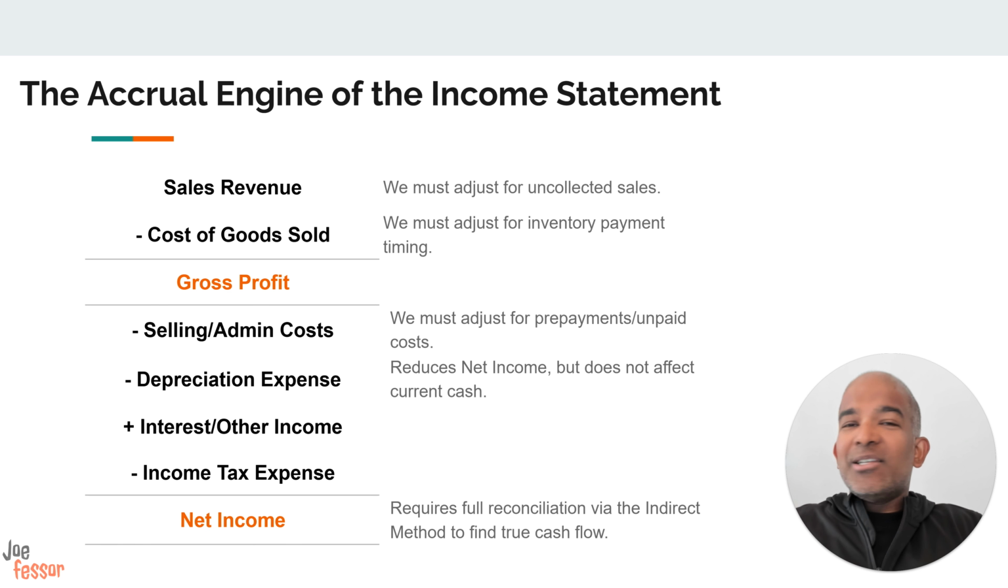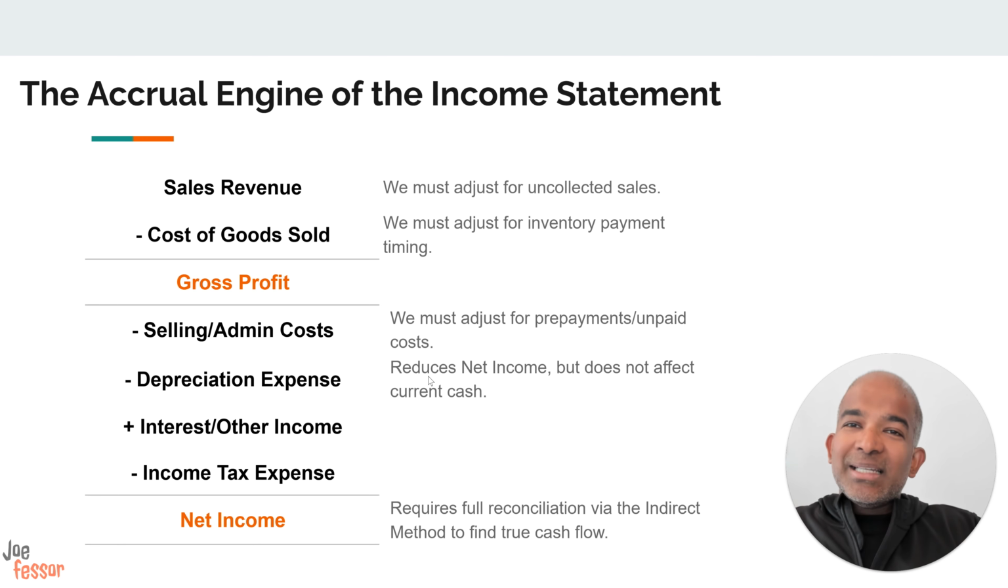To truly appreciate the indirect method, we need to understand exactly why every line on the income statement distorts the cash flow picture. As this slide illustrates, the entire income statement is an accrual engine built on timing differences. We use the indirect method to systematically unwind all of them to get to our cash figure. Look at the first few lines. Sales revenue is recorded before the cash is actually collected, creating accounts receivable. Cost of goods sold and selling and administrative costs are recorded before we pay our suppliers or creditors, tying them to accounts payable and accrued expenses.